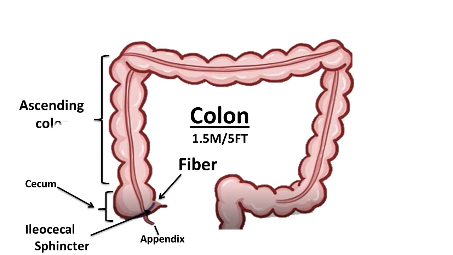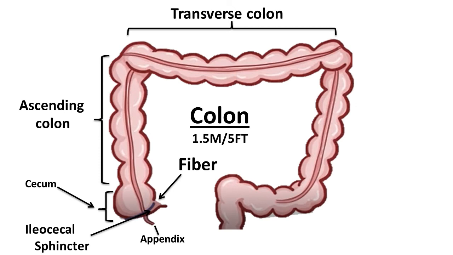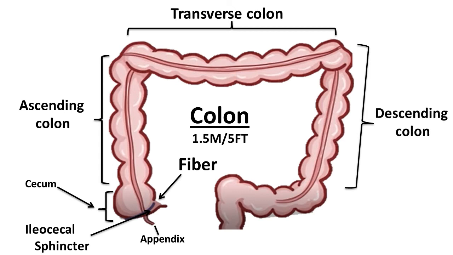Above the appendix, on the right side of the abdomen, the ascending colon climbs. Below the diaphragm is the transverse colon, and on the left side of the abdomen, the descending colon runs. The S-shaped structure of the colon is called the sigmoid colon, and then the last part of the large intestine is known as the rectum.